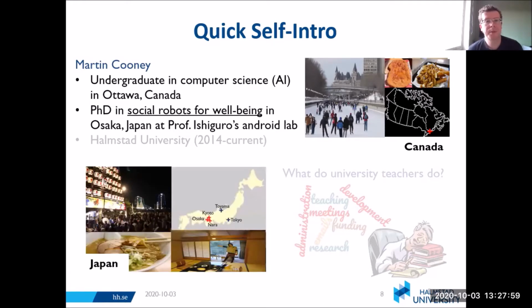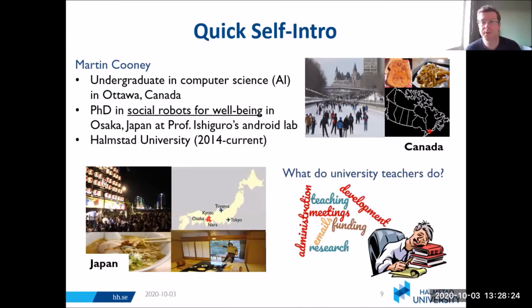Next, I took the PhD in Japan at Professor Ishiguro's Android lab. This was really a great lab for developing androids and very human-like robots. And I really recommend going to Japan if you've never been there yet, because the food is really good and the culture is really interesting.